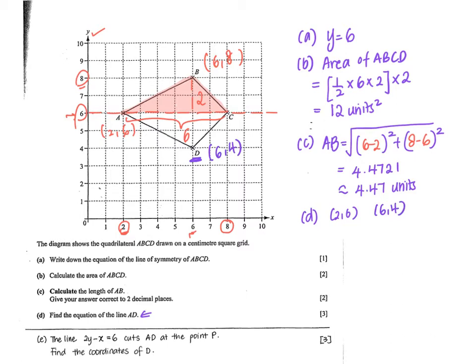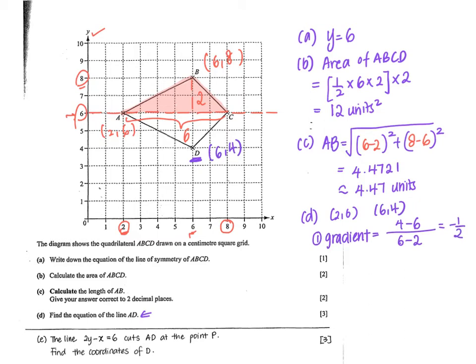How do we find the equation of the line? Now, there is some information that we need, right? First step, find the gradient. So step one, find the gradient: y2 minus y1 over x2 minus x1. And that gives me negative 2 over 4. Negative half. Is that it?